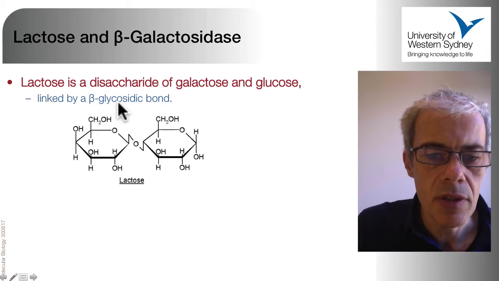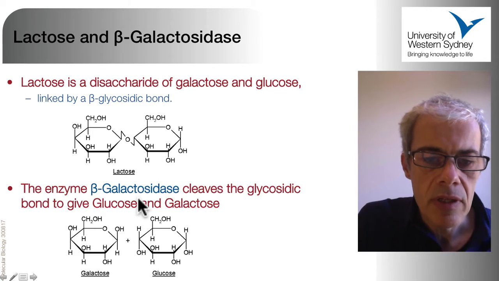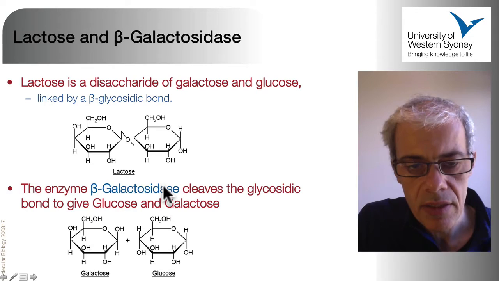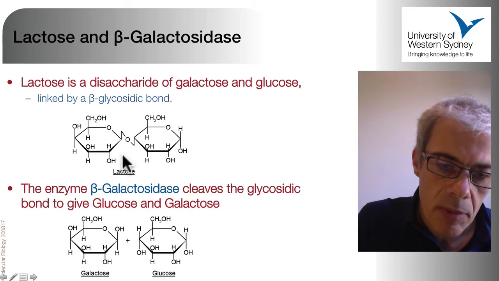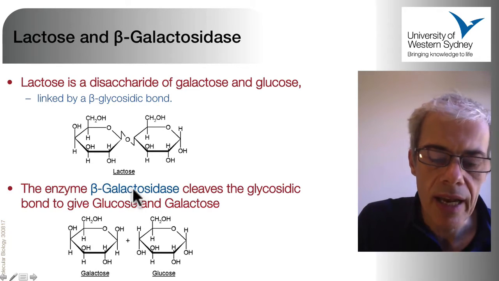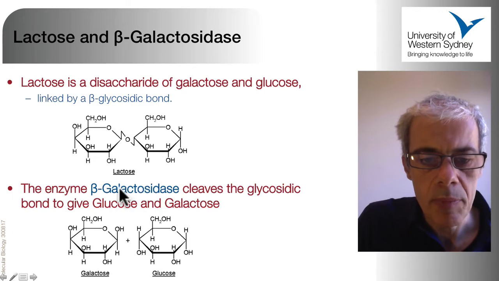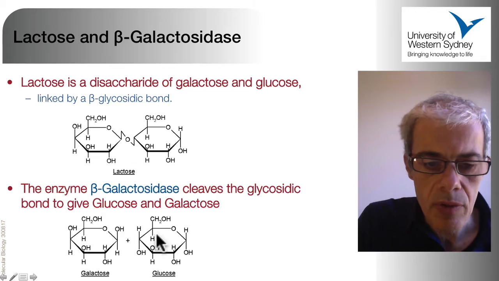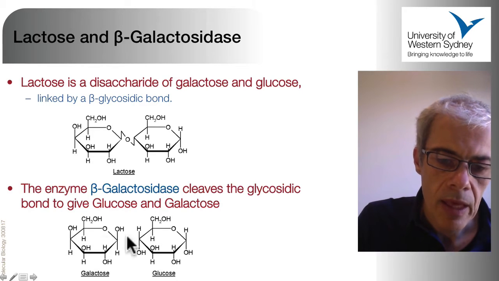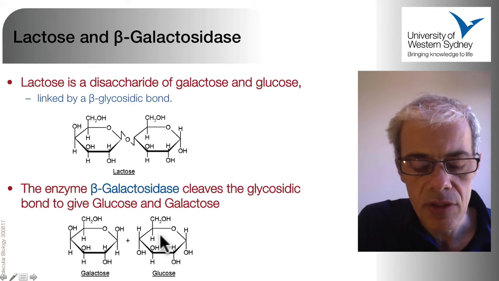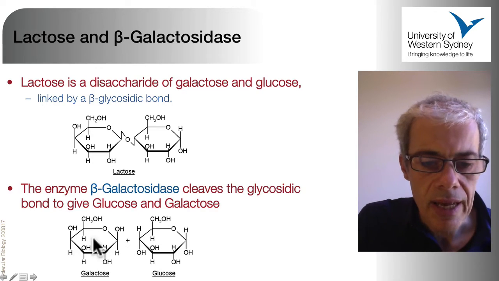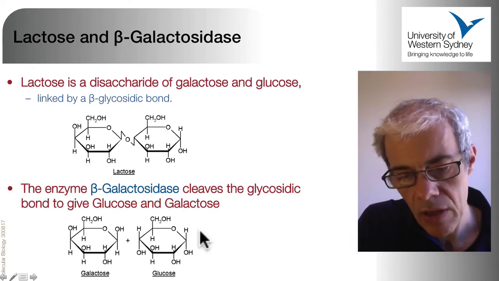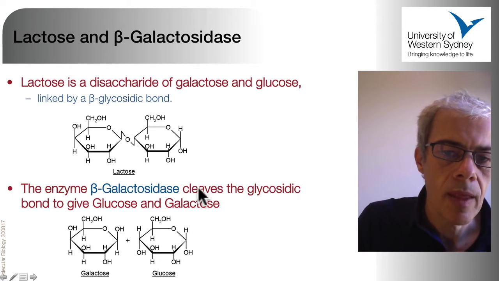Now these two sugars can be cleaved by an enzyme called beta galactosidase. So you've got a beta glycosidic bond that's cleaved by beta galactosidase. Now the beta galactosidase cleaves lactose into glucose and galactose. And glucose can feed directly into glycolysis, and galactose can be converted into a metabolite and also go into glycolysis.